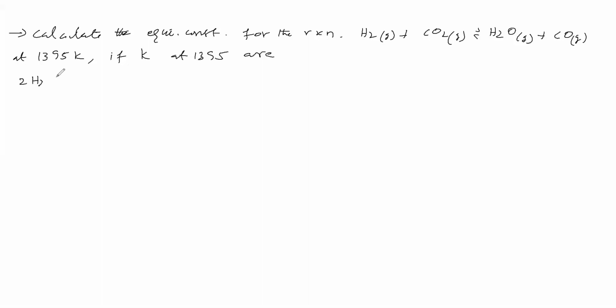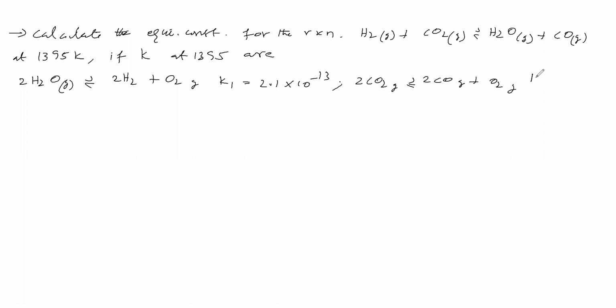2H2O gas gives 2H2 plus O2 gas, K1 is equal to 2.1 into 10 power minus 13. Then 2CO2 gas gives 2CO gas plus O2 gas, K2 is equal to 1.4 into 10 power minus 12.